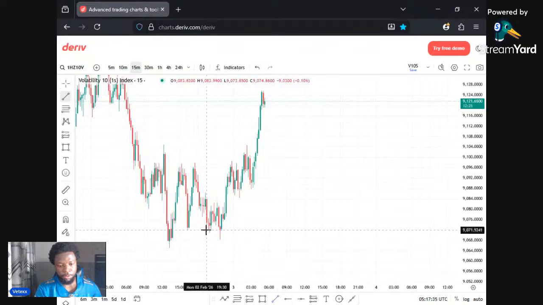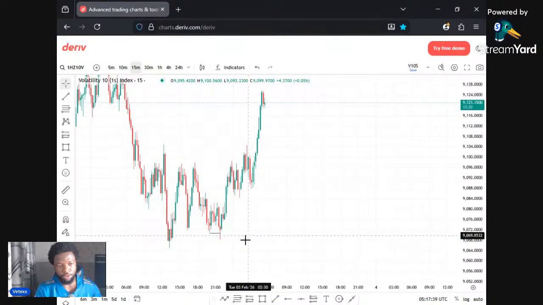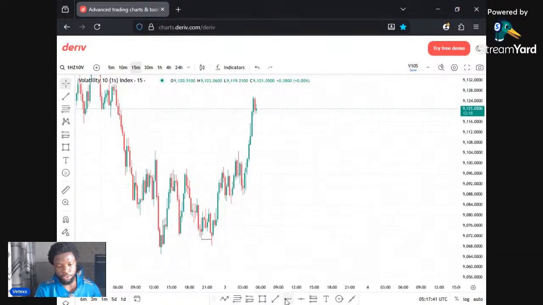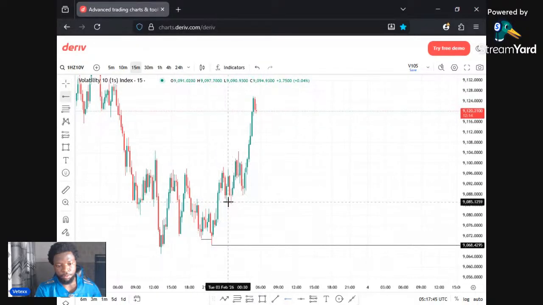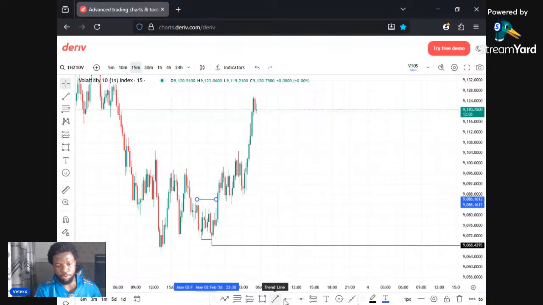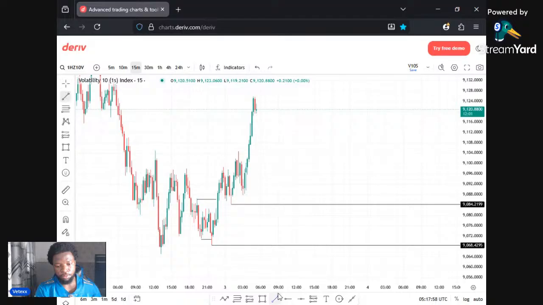First of all, we have our sweep of liquidity, which is here. Okay, we have our protected low, which is here. Then we have first break of structure, which is this. We have our structural liquidity. Price decrease 50% to give us structural liquidity. And then we have our second break of structure.